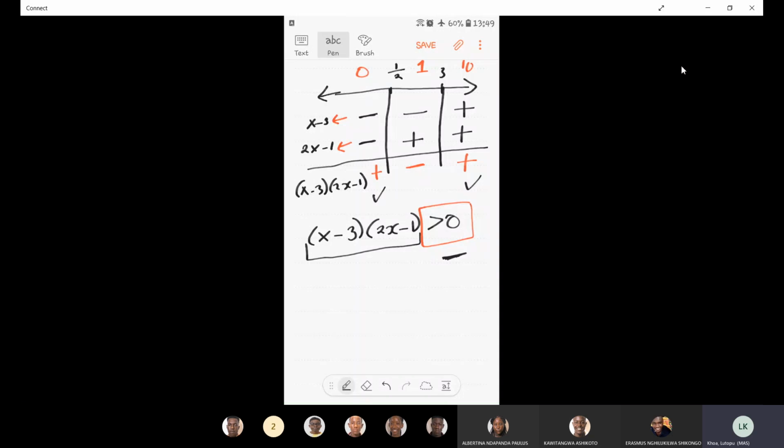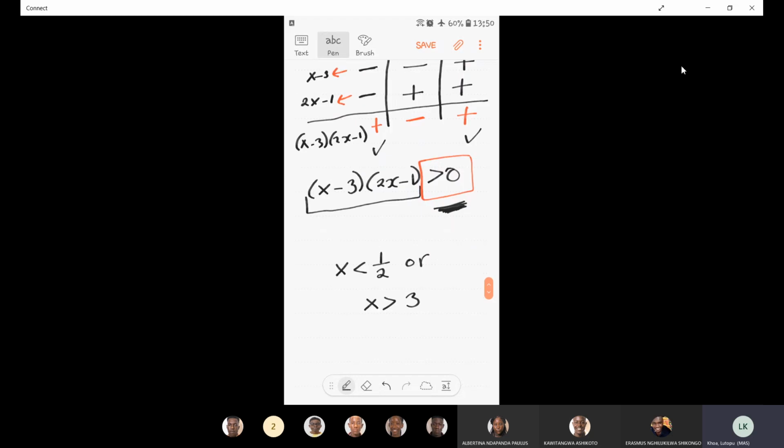So it is this that I have over here that tells me whether I want positive or negative. I'm not saying the first column and the third column or the column in the middle. No, I look at what I have over here and then I decide, do I want it to be positive or negative? Greater than 0 is positive, less than 0 is negative. Okay, so I've said it's the first and the third column. So if it's in the first column, this means that x is less than a half. And then if it's in the third column, this means that x is greater than 3. So those are the possible solutions.